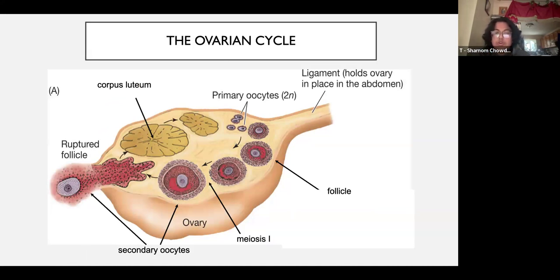And then the corpus luteum is important. The corpus luteum helps produce progesterone for females, and progesterone helps with maturation of cells and also helps with fertilization of eggs during sexual reproduction. And when the corpus luteum disintegrates, progesterone levels go down. And when progesterone levels go down, that's when the uterine lining starts to shed. So that's after the 28-day cycle for oogenesis.